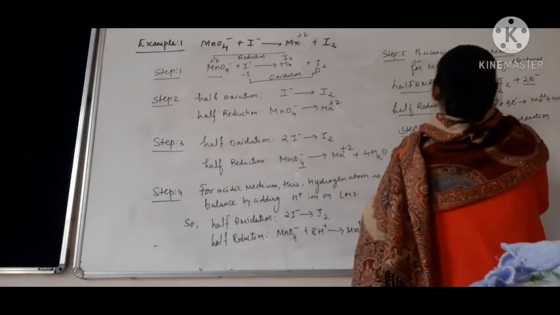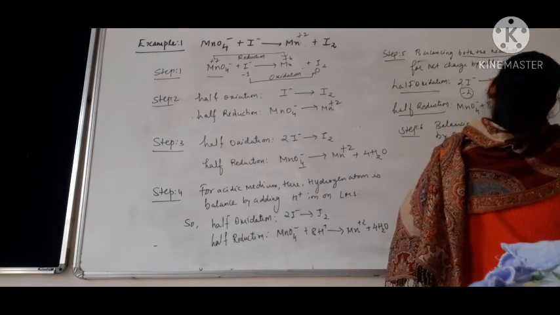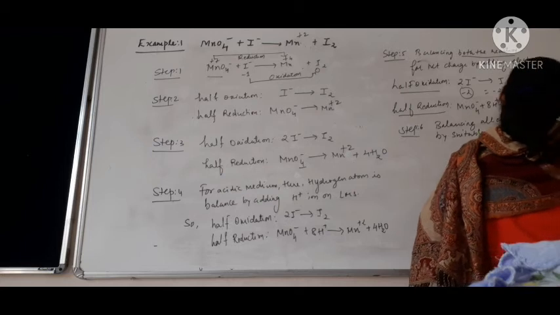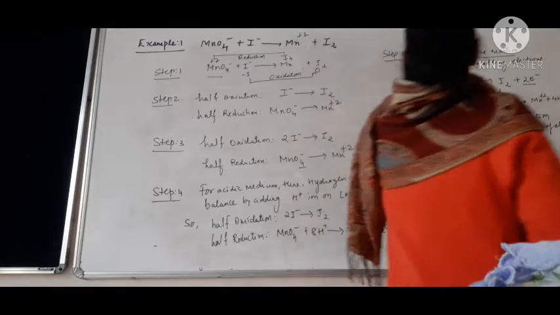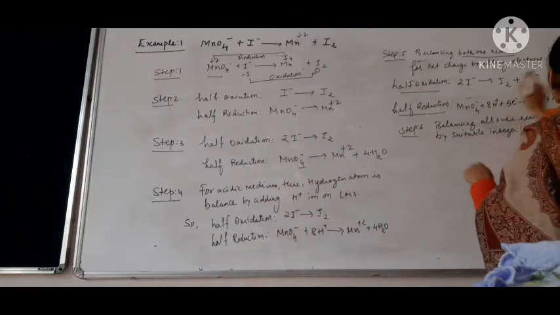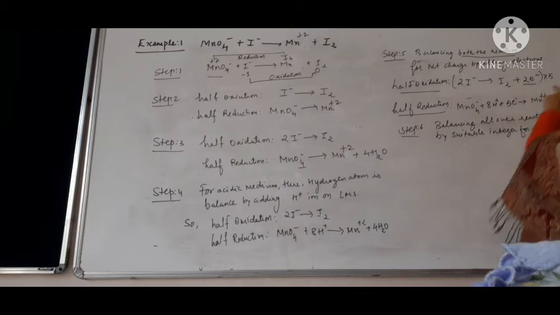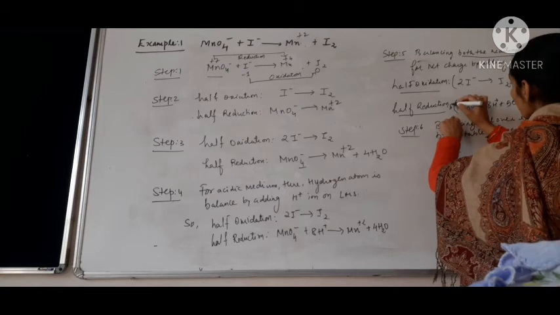Now we have to balance the overall reaction by a suitable integer for the number of electrons. नंबर ऑफ इलेक्ट्रॉन्स के लिए हम सूटेबल इंटीजर यूज करेंगे. So here, when we see over here, the oxidation reaction is multiplied by 5 for 10 electrons, and the whole reduction equation is multiplied by 2.